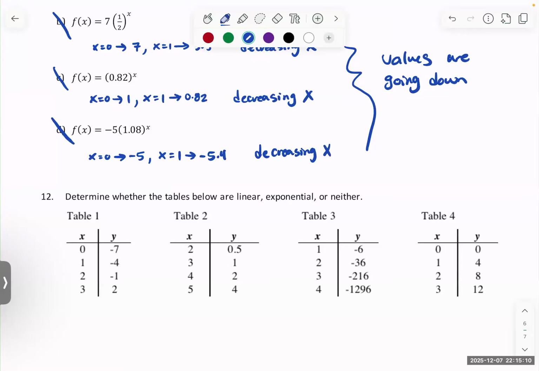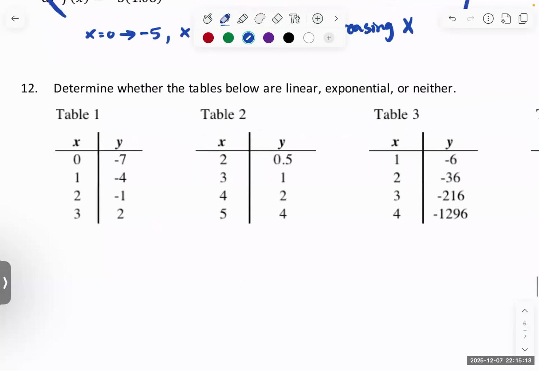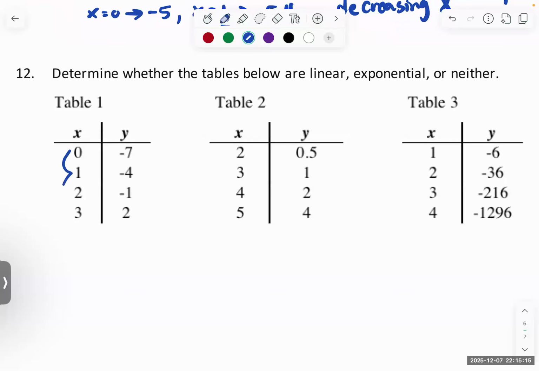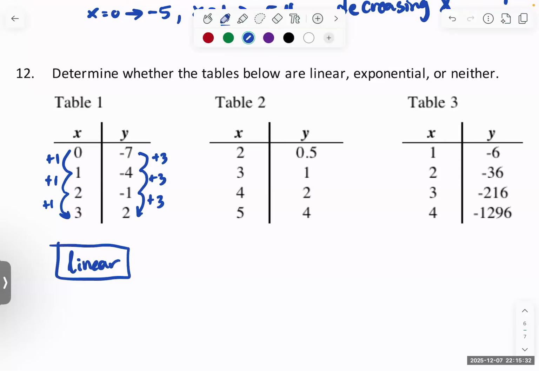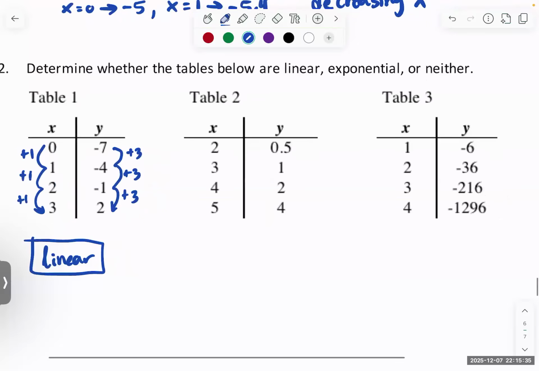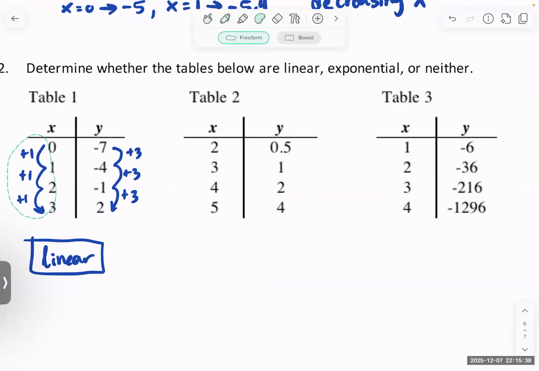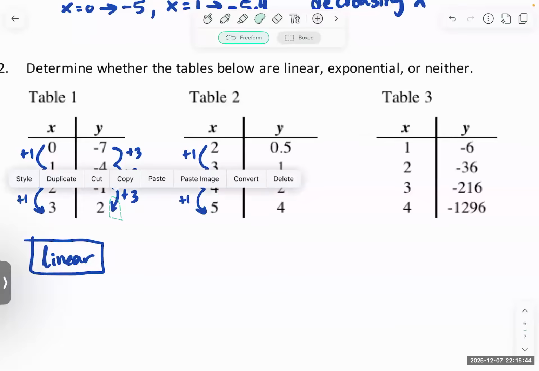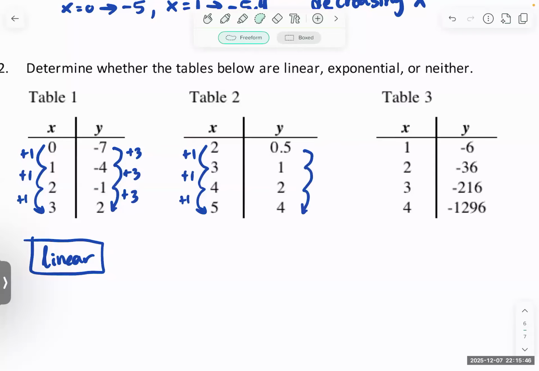Okay, last one. Determine whether the tables below are linear, exponential, or neither. So, as this is increasing by 1 each time, plus 1, plus 1, it looks like, based off here, it is adding 3 each time. This is linear. Anything that's being added a constant amount, that's linear. This one, same idea, plus 1, plus 1, plus 1. And over here, what we're noticing is this is times 2.